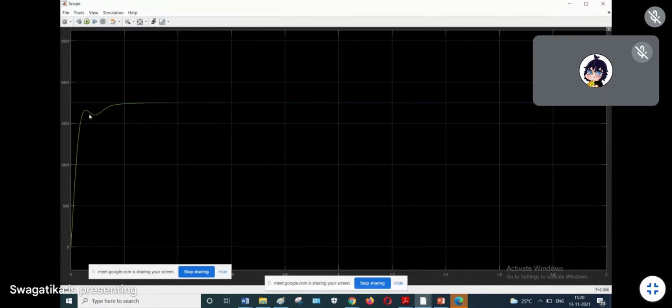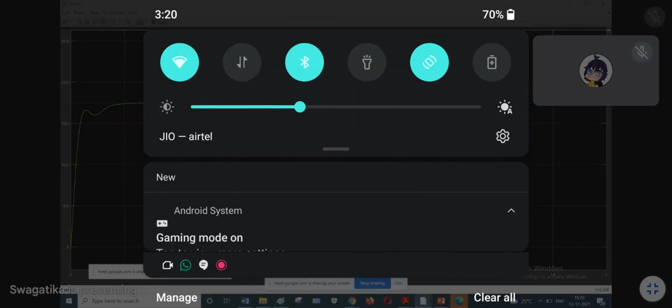See, oscillation will reduce. This yellow one, this blue one is your reference value, and this one is your generated output. You can take it by changing the background. You have to change the background and modify the scope output.